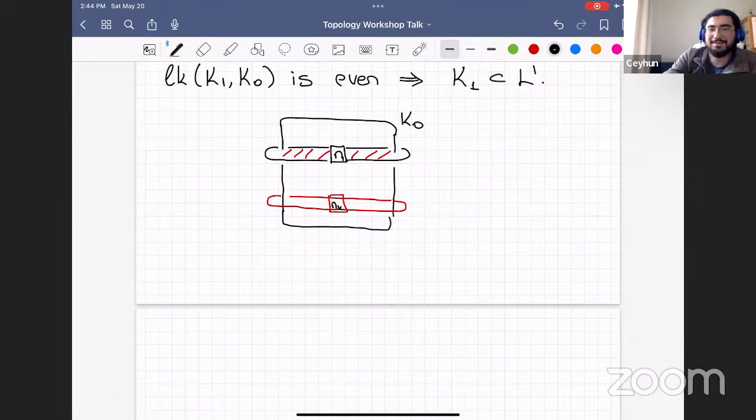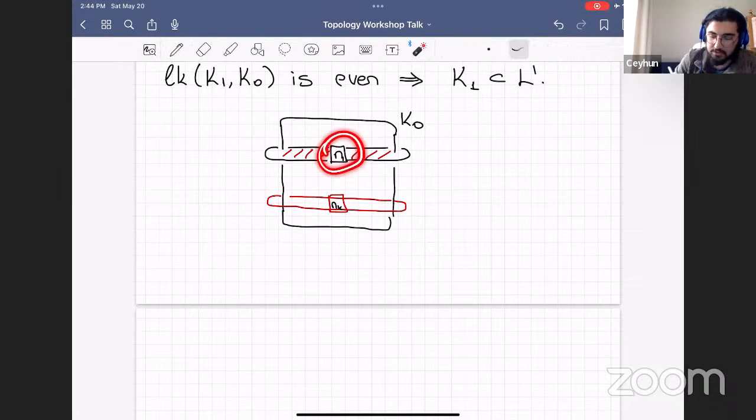It's almost over. So finally, we want to get rid of these tangles, right? We want to get rid of these tangles. Turns out there's a way to do that as well.